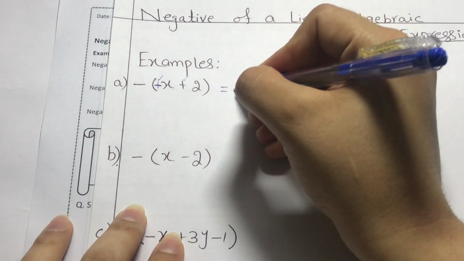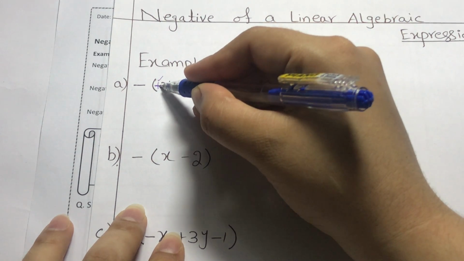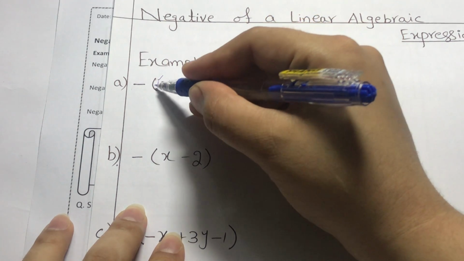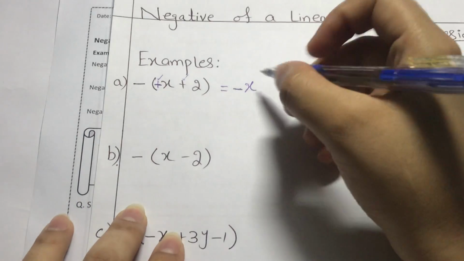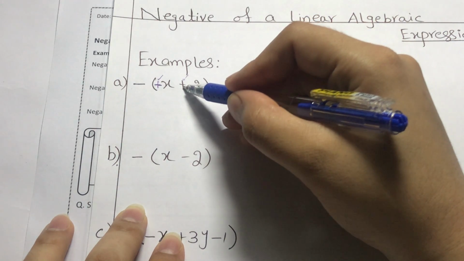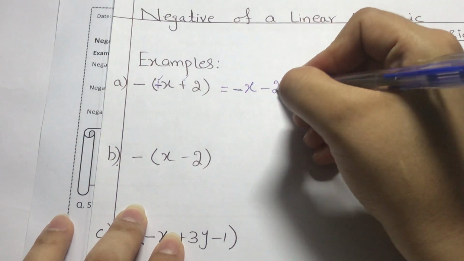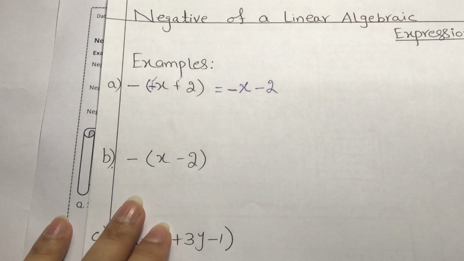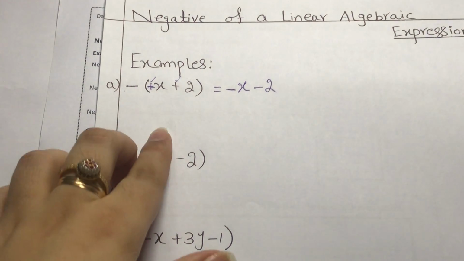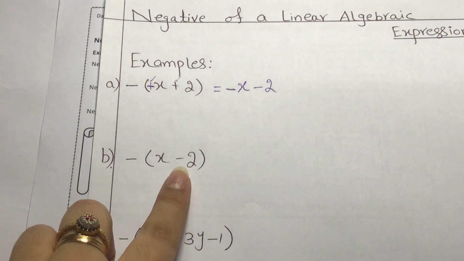So what will be the answer? It will be x is positive here inside the bracket. When you will expand the bracket, that means you will change the sign and it will be negative x. Similarly, 2 is positive here. When you will expand the bracket, this 2 will be negative 2, right? So this is called the negative of a linear algebraic expression, right? Here we have only positive signs. Let's see the next example.